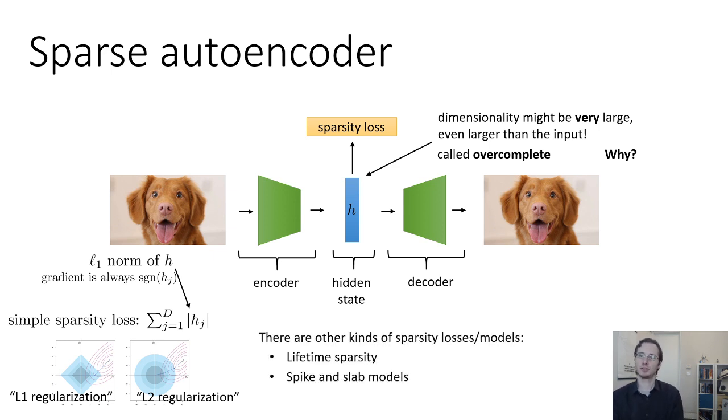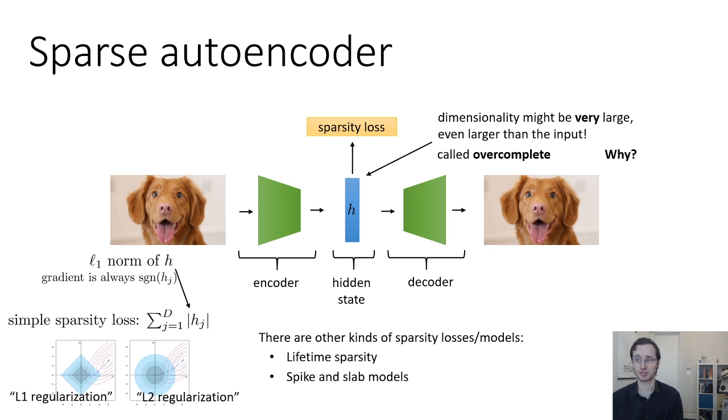Now, this is not the only kind of loss that can give you a sparse representation. There are other kinds of losses or models. If you want to learn more about them, you can look up things like spike and slab models, lifetime sparsity, and so on. So there are many things that people have explored to get sparse representations that work in a variety of different ways. But the simple L1 norm is a very common choice, and it can work decently well. Things like lifetime sparsity can be a little more effective.